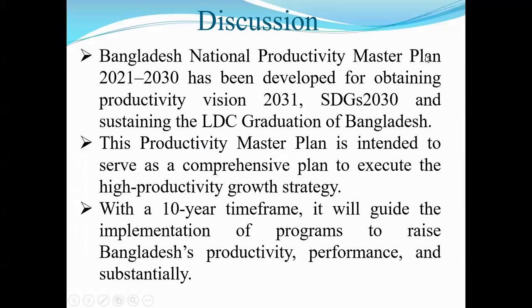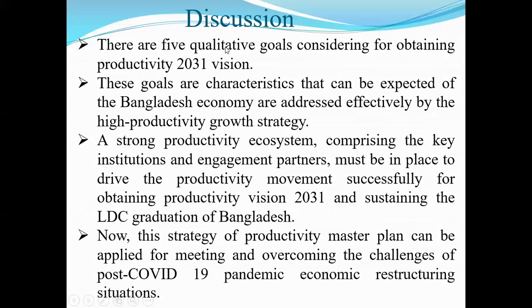The Bangladesh National Productivity Master Plan 2031 has been developed for obtaining productivity vision 2031, SDG 2030, and sustaining the LDC graduation of Bangladesh. This productivity master plan is intended to serve as a comprehensive plan to execute the high productivity growth strategy. With a 10-year time frame, it will guide the implementation of programs to raise Bangladesh's productivity performance and sustainability. This is our discussion.